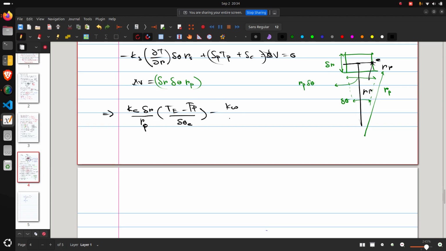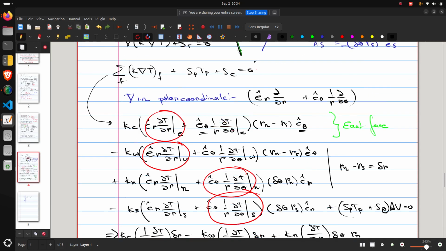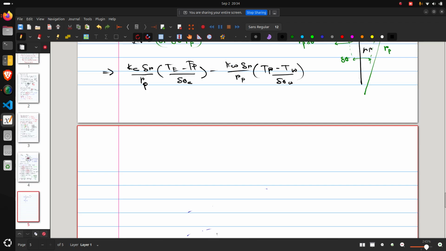So now KW will be nothing but KW delta R. It will again be RP, right? Because in the west phase also we have the same point. Now this will be TP minus T west by delta theta W, right? So what does this actually mean? This is nothing but a distance, right? So if you look at this part, KE delta R TE minus TP by RP.